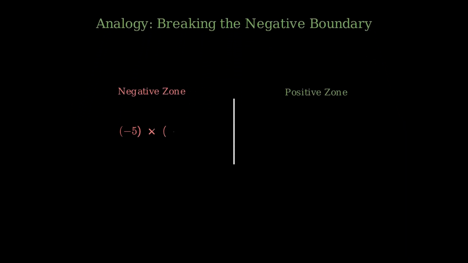Because the enemy of my enemy becomes a friend, the negative numbers cannot stay locked inside their own world. When two negatives multiply, they break through the wall and land in the positive world. That is why the set of negative numbers is not closed under multiplication.